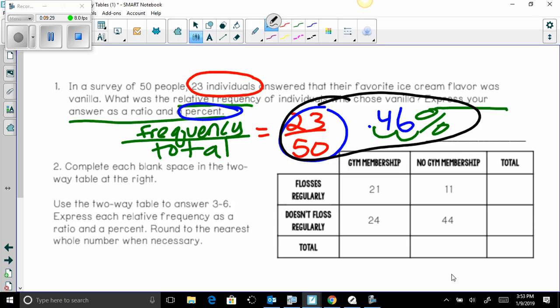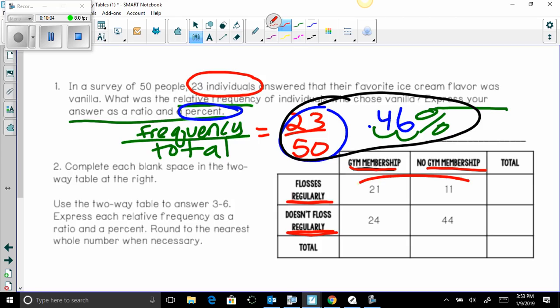Number 2, complete each blank space in the 2A table at the right. Use the 2A table to answer those next couple of questions. So we got people who have gym memberships and people who don't have gym memberships. Some people that have gym memberships floss regularly. Some people that have gym memberships don't floss regularly. So the two categories we're talking about are whether they have a gym membership or not, and whether they floss regularly or not.